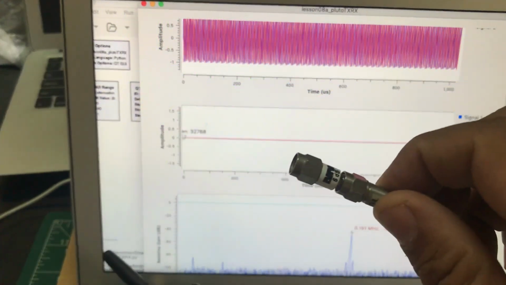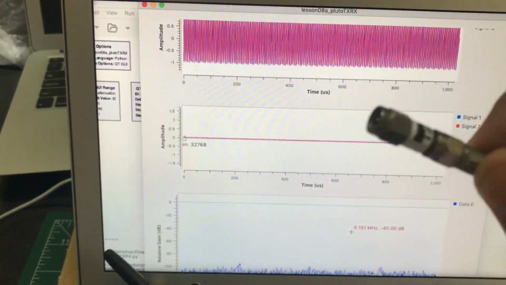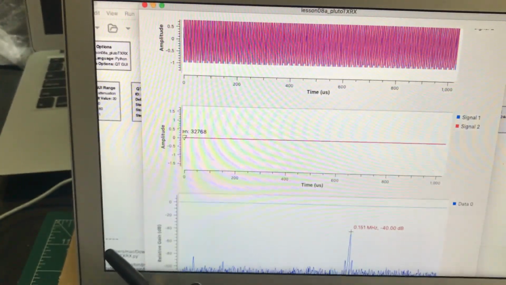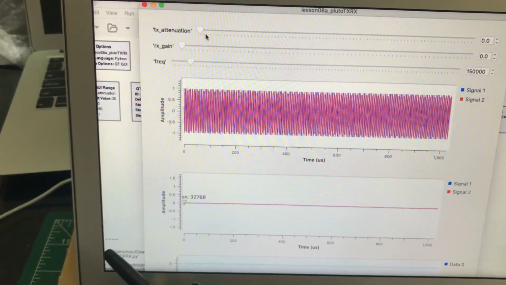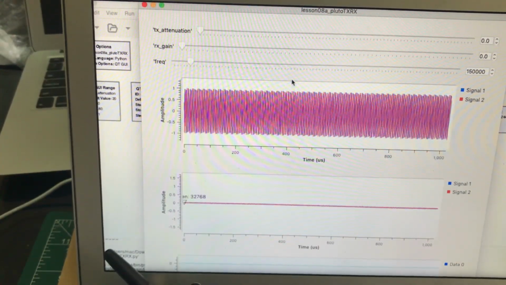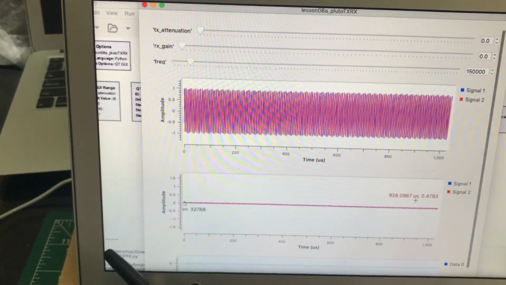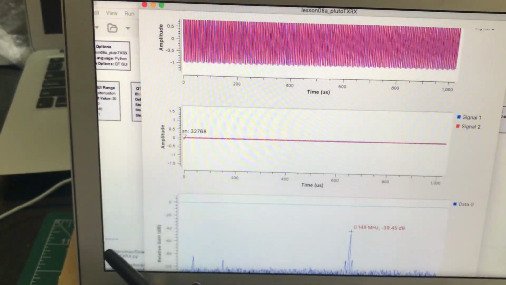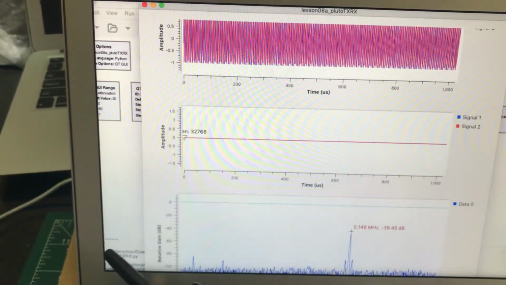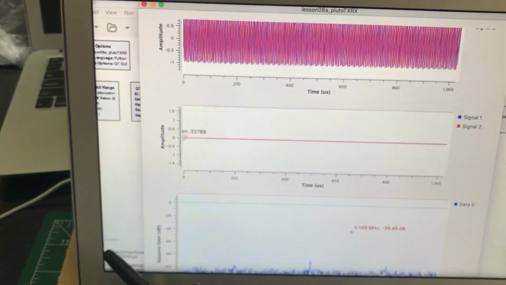If I use passive attenuators like these. All right, so Rx gain is 0, TX attenuation is 0, and my frequency is set to 150 kilohertz. Right now I'm receiving a signal at 150 kilohertz that has a signal strength of about negative 40 dB.